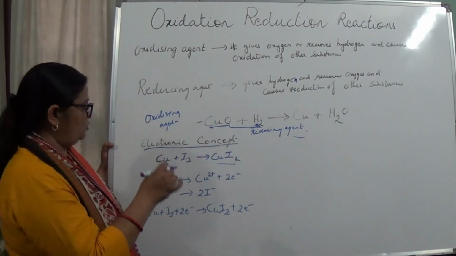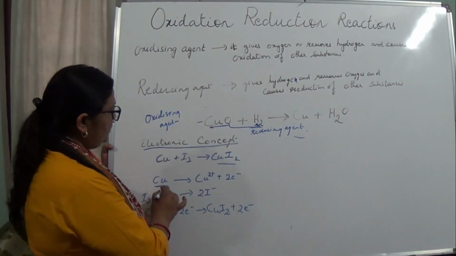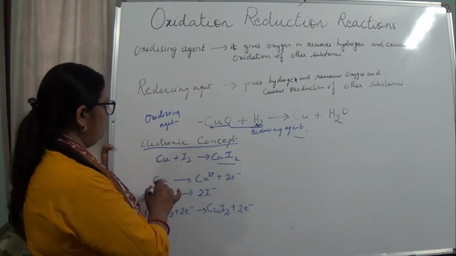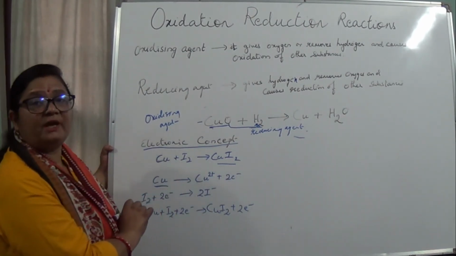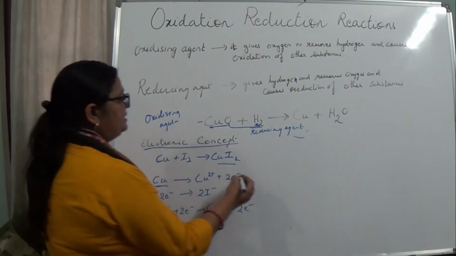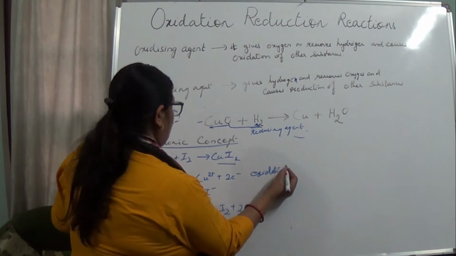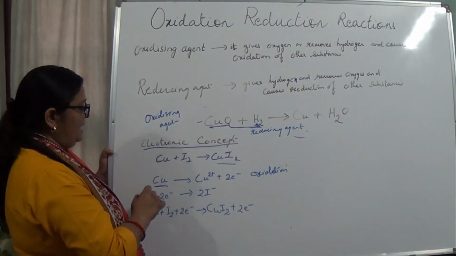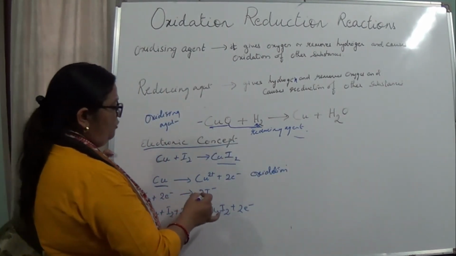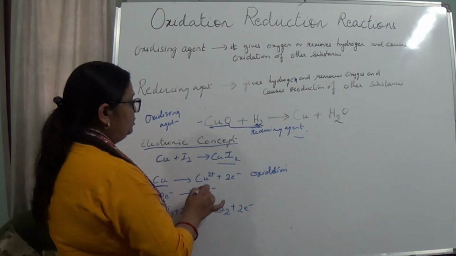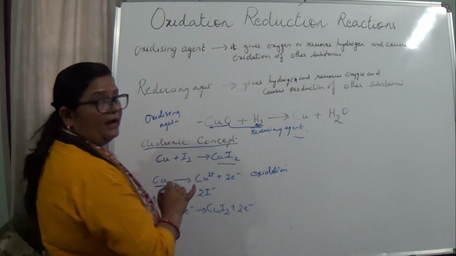How does the reaction take place? See, this copper gives 2 electrons. So copper is being oxidized; here oxidation is taking place. Now this iodine takes these 2 electrons to form iodide ions.